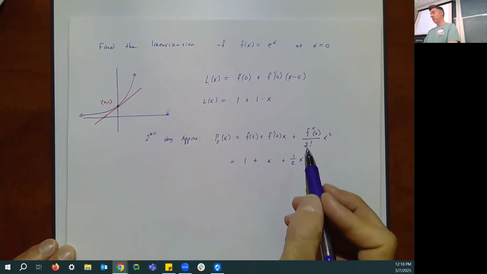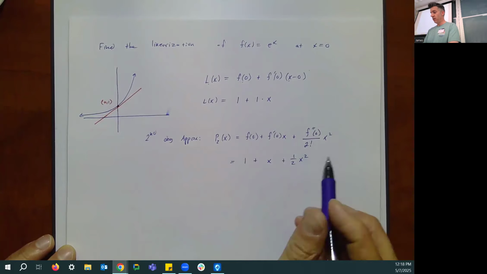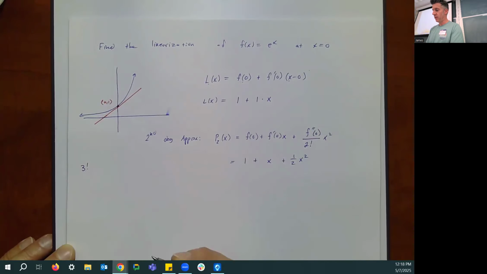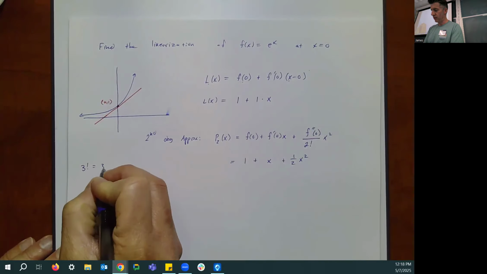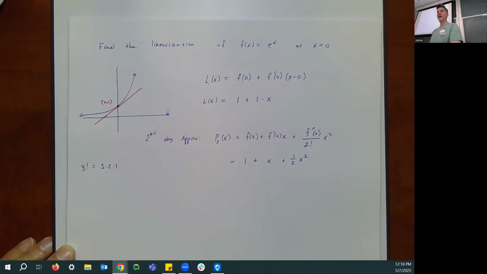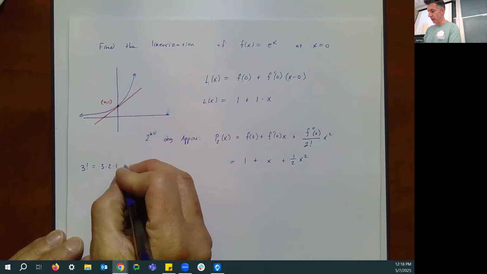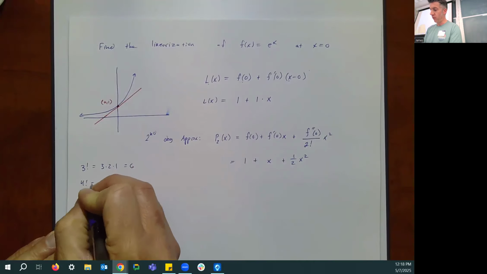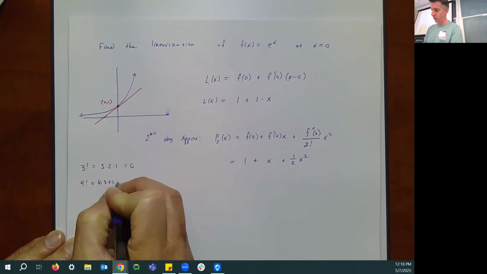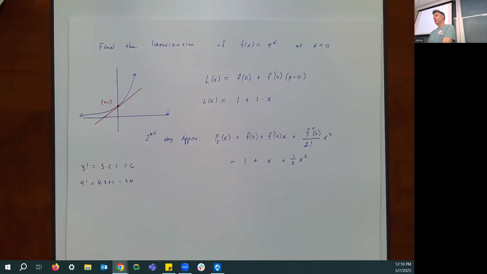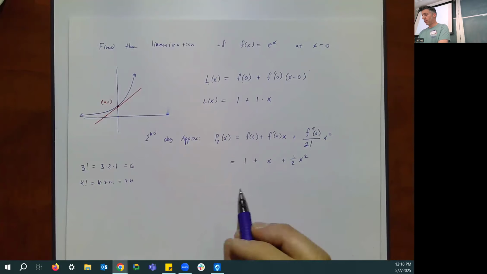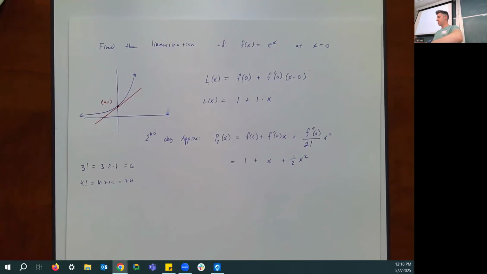Just to make sure everyone's on the same page with this factorial thing here, 3 factorial, for example, just means 3 times 2 times 1. Any number factorial just means that number multiplied by all the numbers down to 1. So that would be 6. 4 factorial would be 4 times 3 times 2 times 1, which is 24, etc. Okay, so I'm going to show you one more, and then we're going to say a few more things.